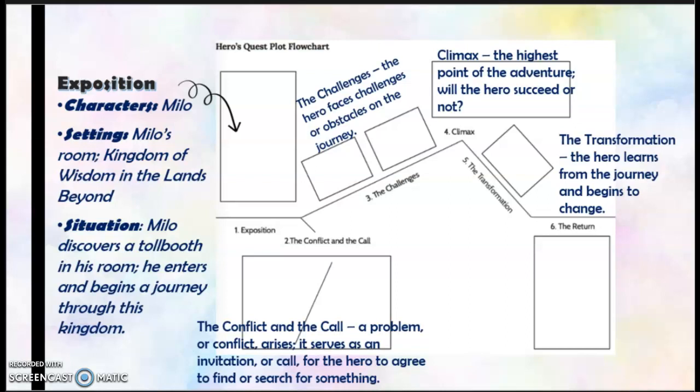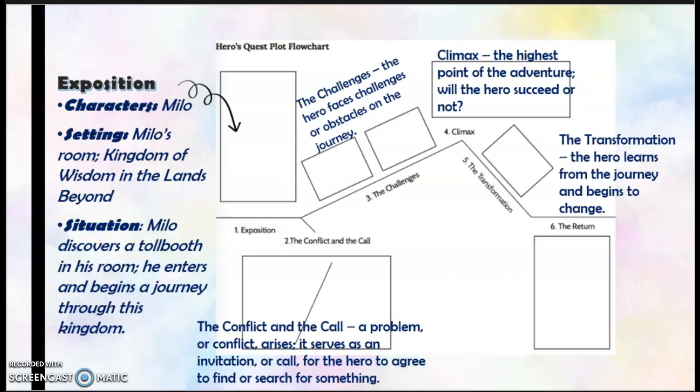Remember, when we added to our character chart for Milo, I said the first two sticky notes were Milo at the beginning. He was bored. He was always unhappy. How does he change towards the end? This is where he transforms. All the little nuggets of wisdom he's learned along the way, how does that change him as a character?